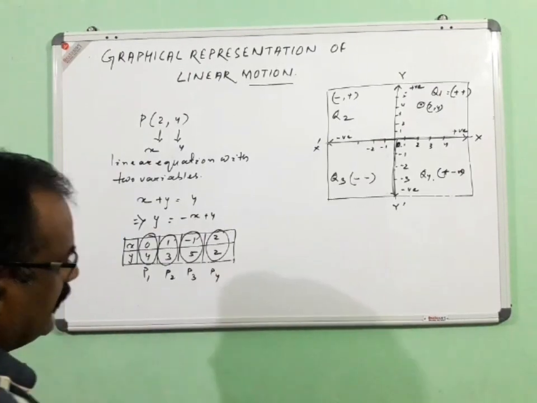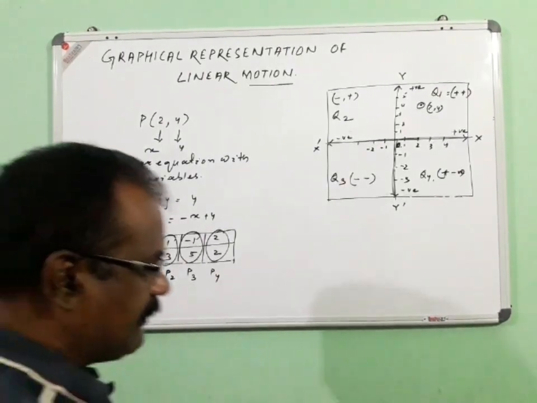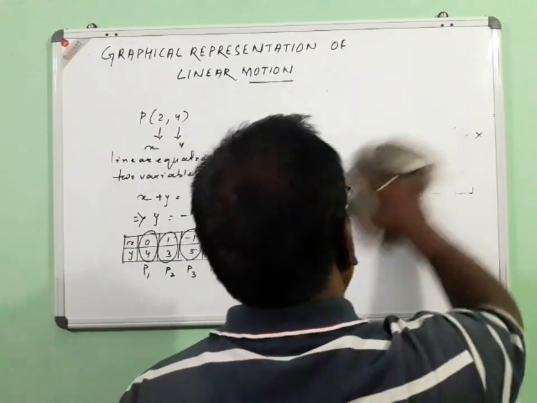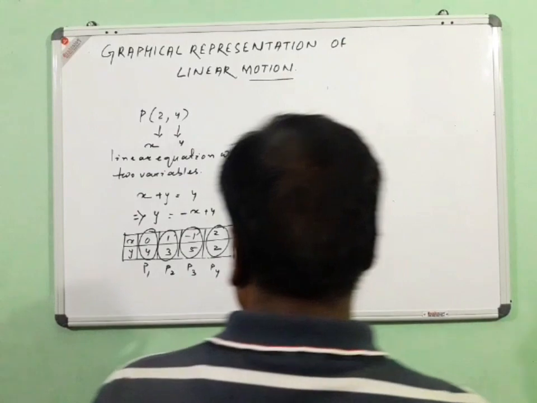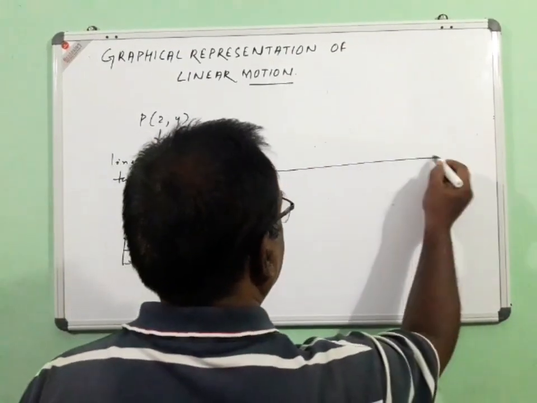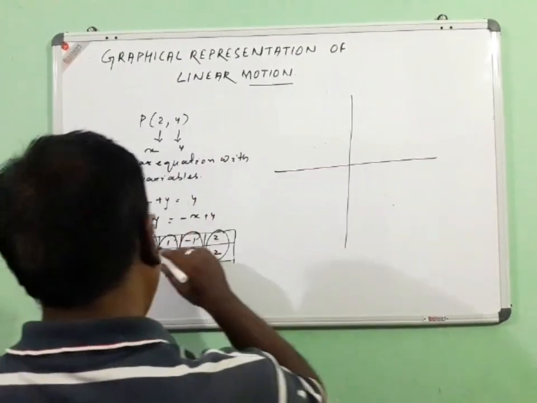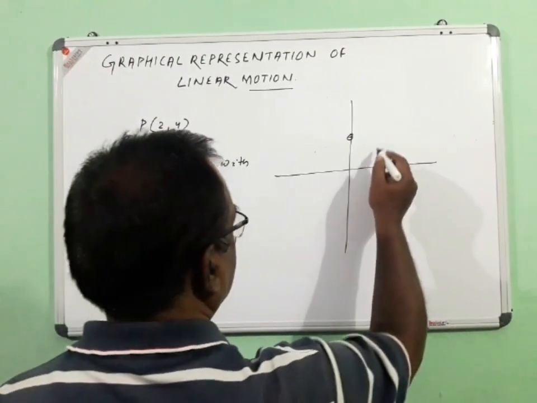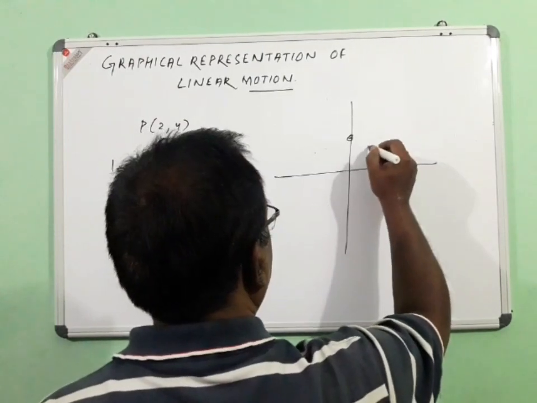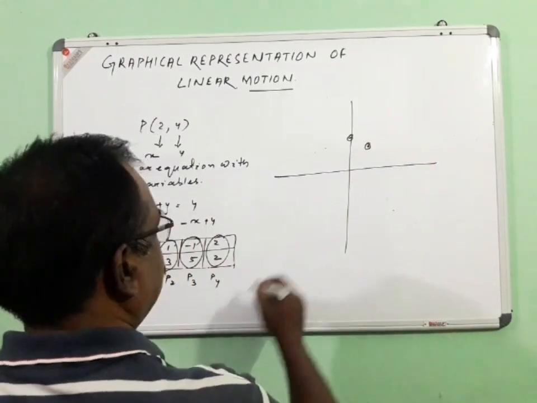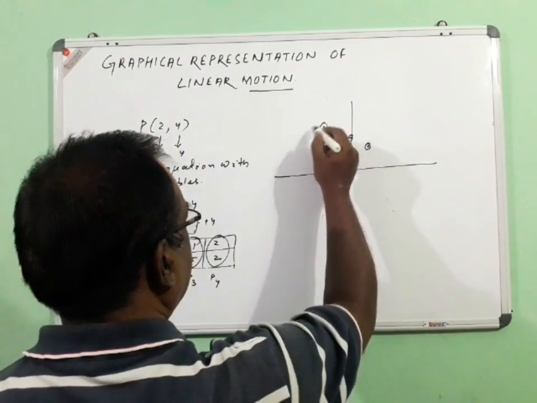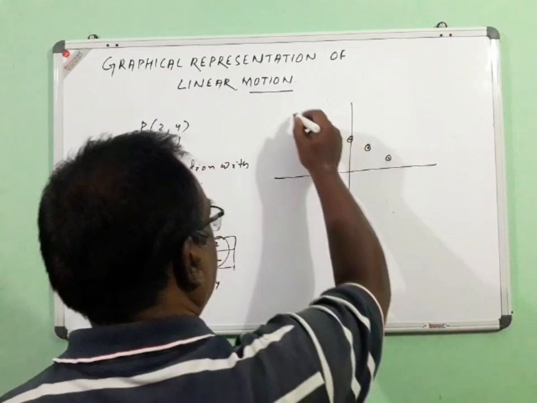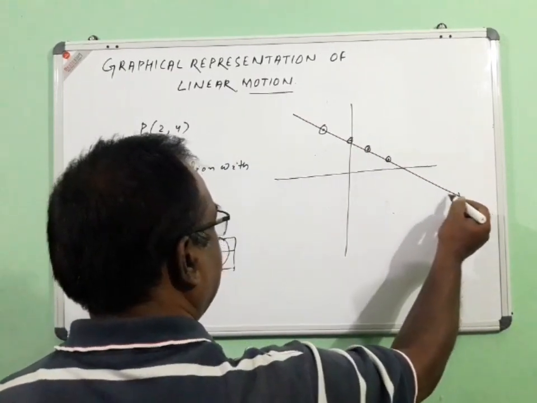If we plot a graph, the graph will pass through these points. So if we take this as a line, we will get (0, 4) somewhere here, similarly (1, 3) somewhere here, (-1, 5) somewhere here, and (2, 2) somewhere here. Therefore, if we join all of them, it becomes a straight line.